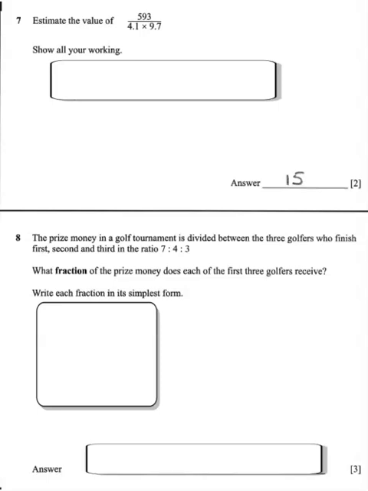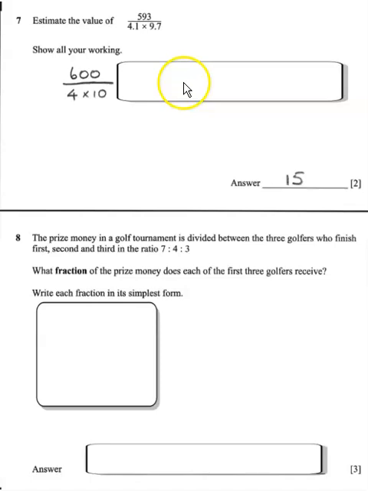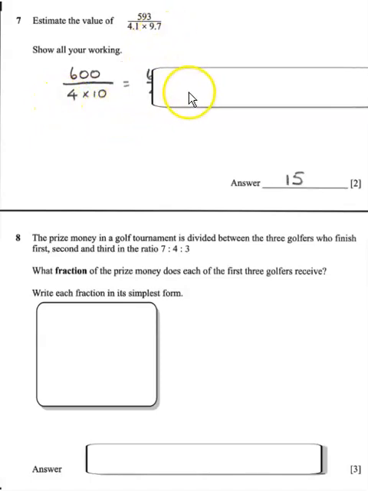So question 7 is an estimation. So you can see that it's 593 over 4.1 times 9.7. So when it says estimate, we're just kind of rounding these numbers. So you can see that this one is 600. So 593 changes to 600. 4.1 gets estimated to 4 and 9.7 gets estimated to 10.